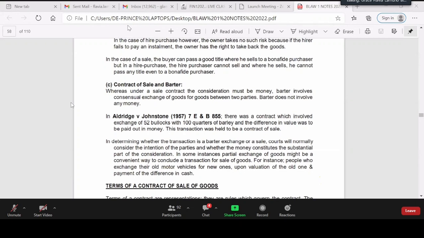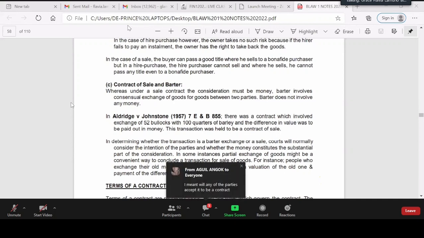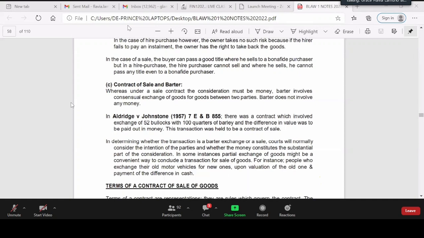If you're paying for the land of 10 million and you're paying 2 cows and then 8 million in cash, the contract is one for sale of goods. So here you look at how are you paying and which one are you using more? Are you paying more in terms of the good, or are you paying more in terms of the cash? So where you're paying more in terms of the cash, the money, the contract is one of sale. Where you're paying more in terms of the good, then the contract is one of barter.